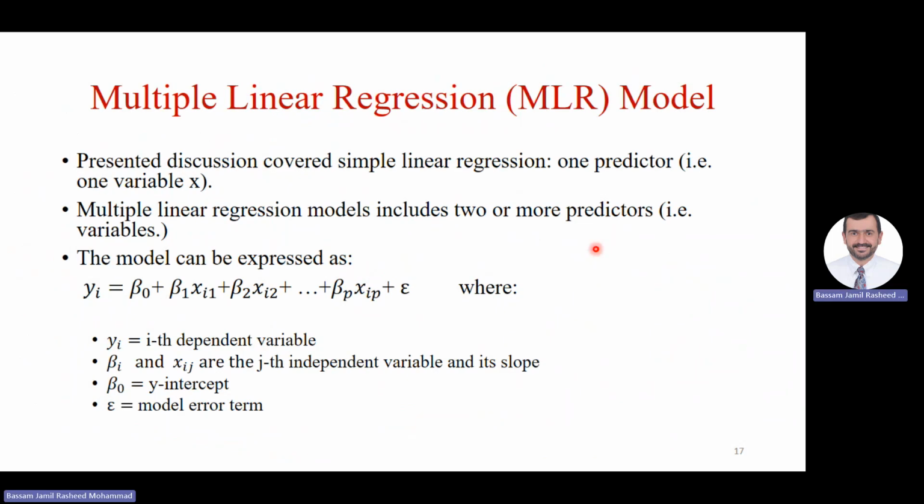So now you can extend this analysis of one variable to multiple variables, right? In a linear system. So you can have x1 and x2, and these are the independent variables, right? So the presented discussion covered simple linear regression, one predictor, which is the independent variable. You can have multiple linear regression models that include 2 or 3 predictors, multiple variables. Instead of just x, you can have x1 and x2 and x3, multiple independent variables.